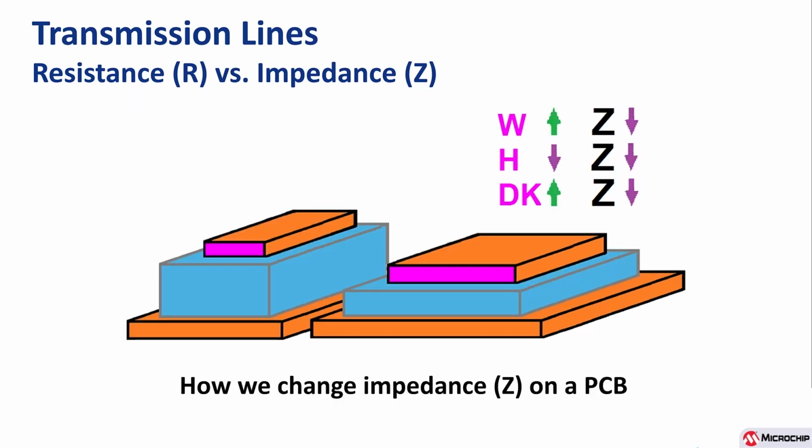Let's look at that a little bit closer. So as the width goes up, the impedance goes down. As the dielectric height goes down, the impedance goes down. And as the dielectric constant goes up, the impedance goes down. Air has a dielectric constant of approximately 1. Vacuum has a dielectric constant of 1.